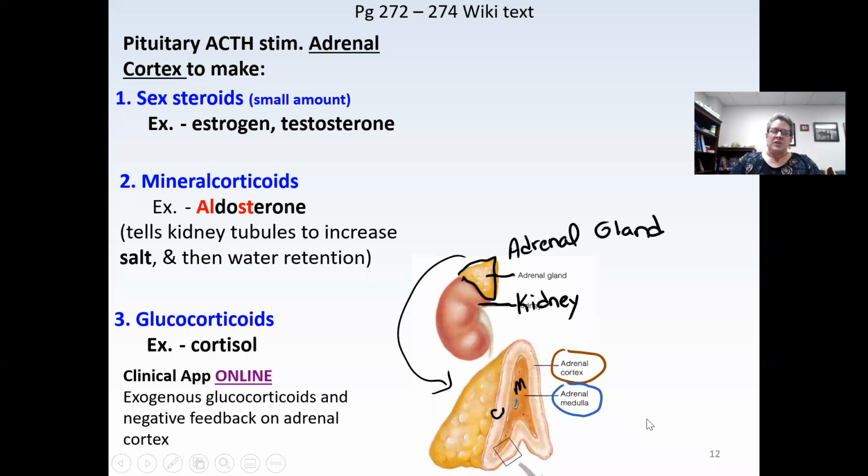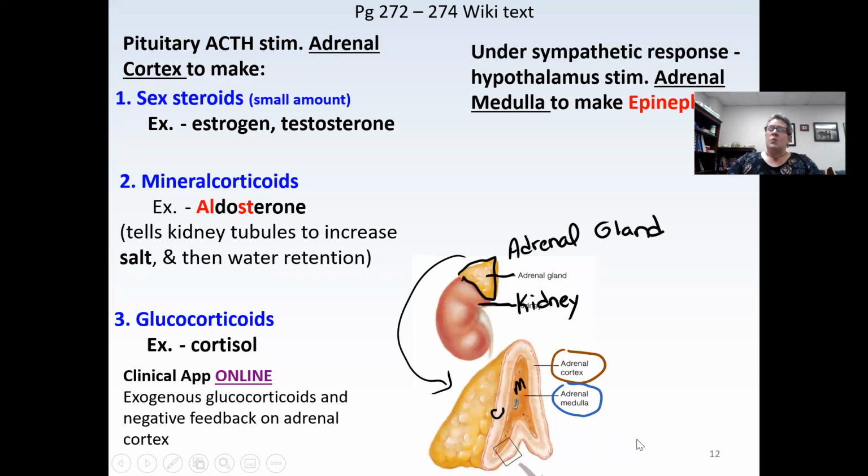Okay, now the adrenal medulla also produces a hormone, a very important one. When you have a fight, flight, or sympathetic response, your hypothalamus stimulates your adrenal medulla, the inner part, to pump out that epinephrine. So if you've ever had a fight, flight response, we all have, you get that flush of adrenaline. Well, that adrenaline's coming from your adrenal glands.